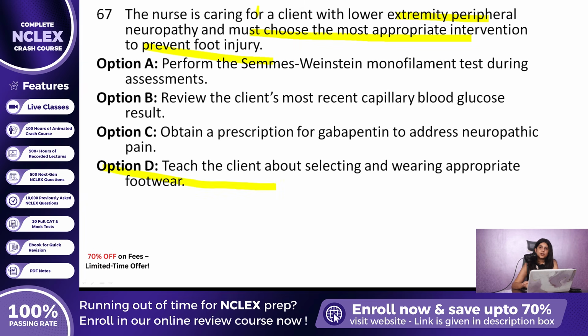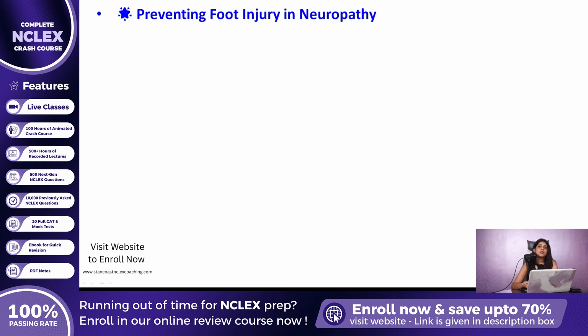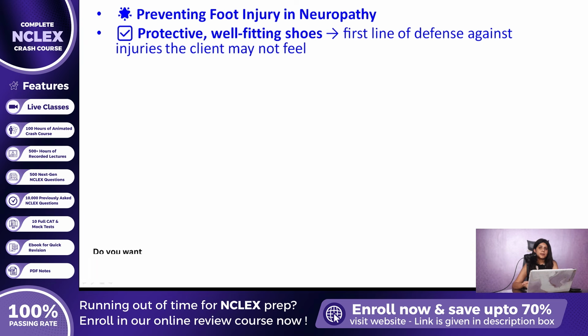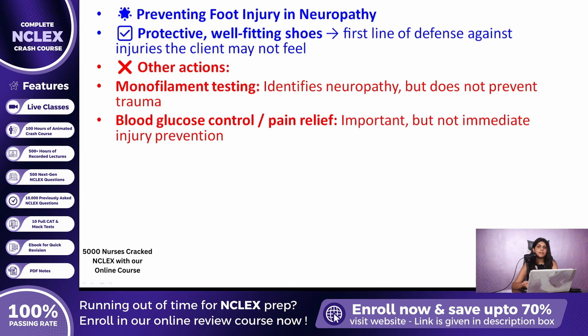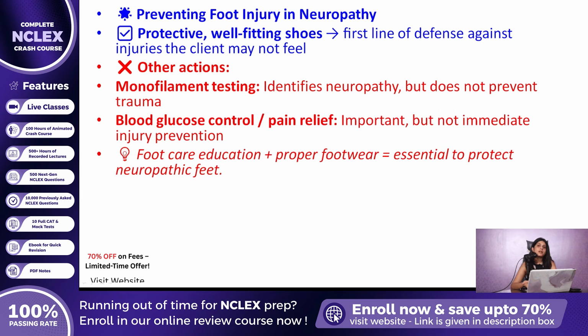The correct answer is Option D, teach the client about selecting and wearing appropriate footwear. The reasoning is that protective, well-fitting shoes are the first line of defense against injuries that the client may not feel due to impaired sensation. While monofilament testing identifies neuropathy, and blood glucose management and pain relief are important, they do not directly prevent immediate trauma to the feet. The key point is that foot care education and appropriate footwear are essential for preventing injuries in clients with neuropathy. Question 68, finally.